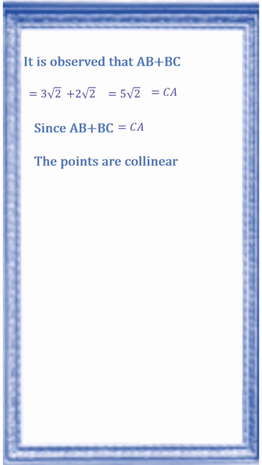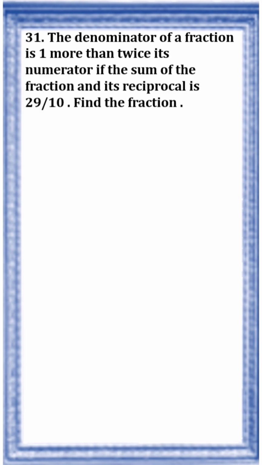It is observed that AB plus BC, that is equal to 3 root 2 plus 2 root 2 is equal to 5 root 2, which is equal to CA. Since AB plus BC is equal to CA, now we can say that the points are collinear. Now let us solve the 31st question, which is taken from the chapter quadratic equation.